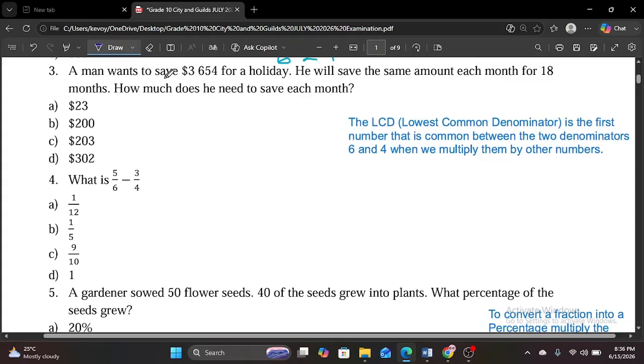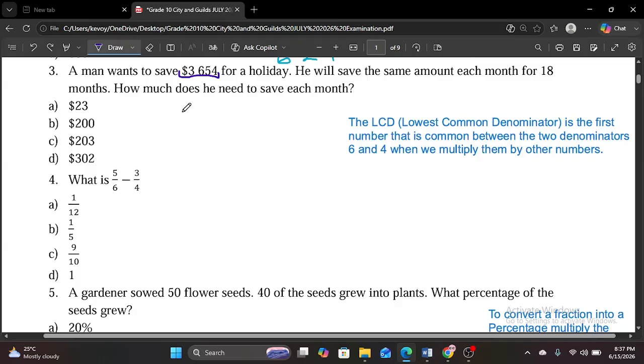So how much did he save? So he wants to save this amount for the holiday. So that's his goal. He's trying to get to this goal right here. So he will save the same amount each month for 18 months. So how much does he need to save each month in order to get to the 3,654? So all we have to do is just divide this amount by 18 to see how much he will save for each month. Means that how much will he save every month coming.